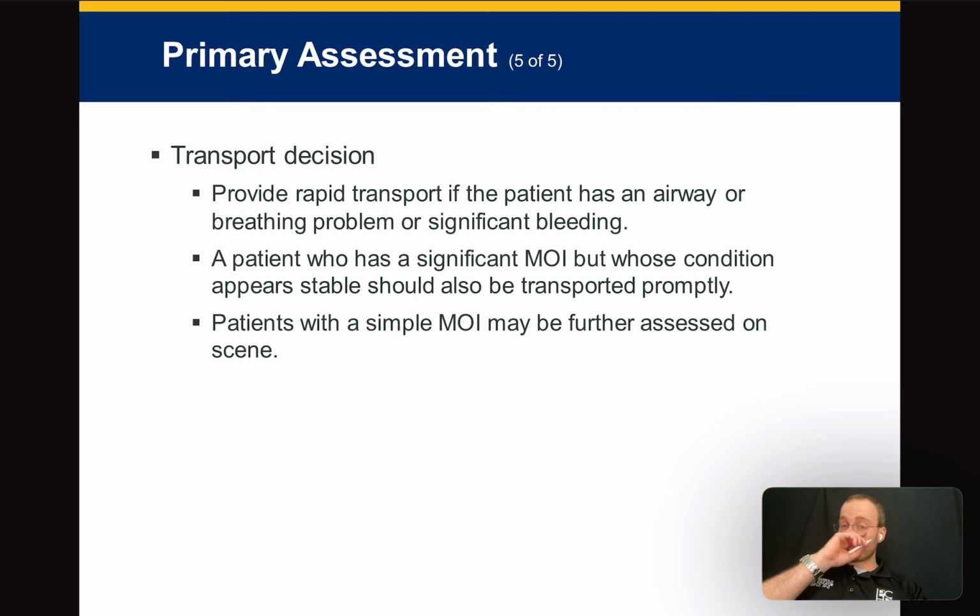So transport decision: provide rapid transport if the patient has an airway or breathing problem or significant bleeding. Again, this is rare in most orthopedic injuries, but it is a possibility. Now, the thing about the rapid thing is people get careless when they get rapid. So rapid does not mean chaotic. Rapid does not mean without care. So still be careful and don't be bouncing the patient around and stuff like that.